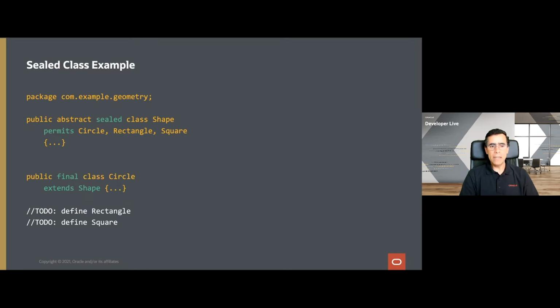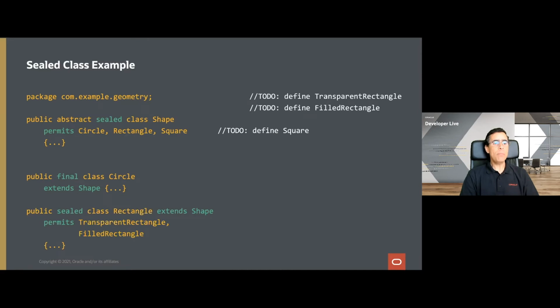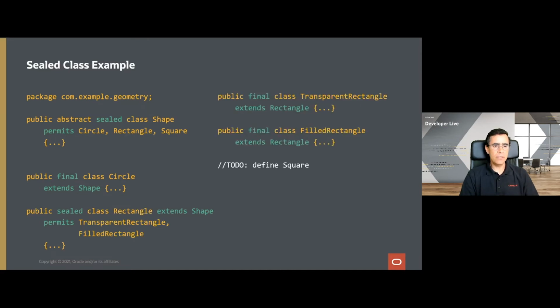It could be final and allow no more subclassing. It could in turn be sealed, which means it will have its own set of permitted subclasses. In this example, we'll make those final. Or it could be non-sealed. A sealed class cannot prevent its permitted subclasses from doing this. One and only one of these modifiers, final, sealed, or non-sealed, must be used by each permitted subclass.